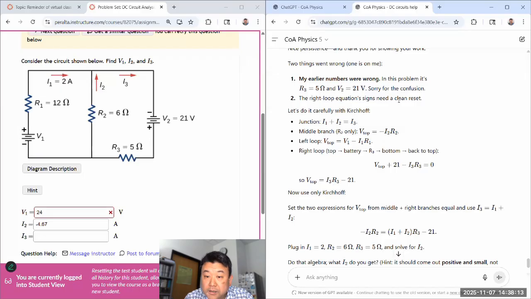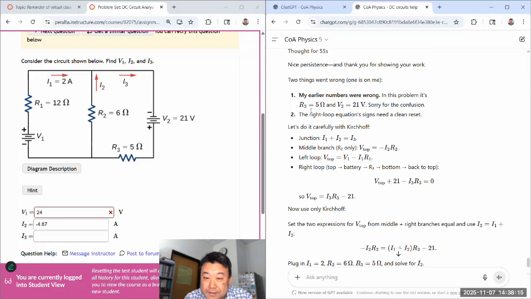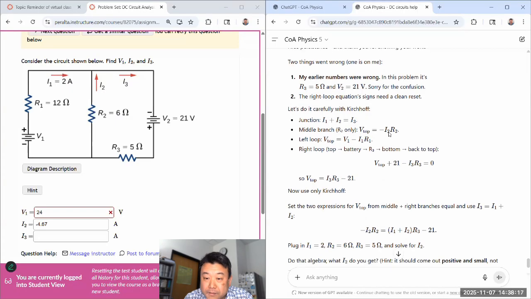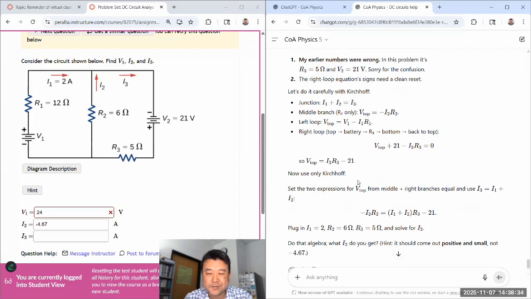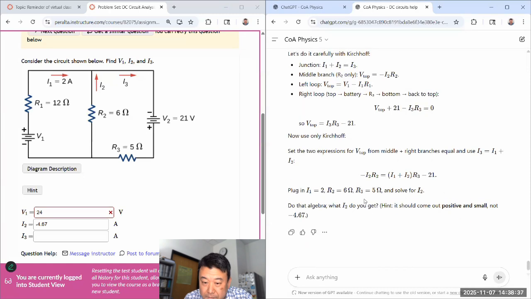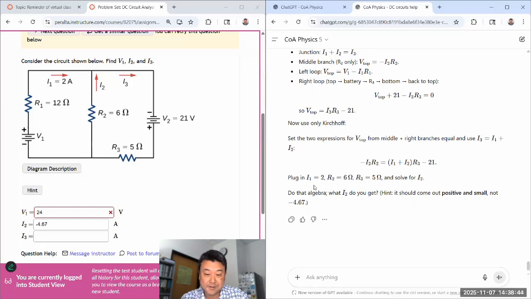Right, look, it needs a clear reset to do it. Oh, maybe it is fixing it. That right loop. Okay, so V top plus 21 minus I3. Yeah, so that will actually be correct now, I think. But it still shouldn't have done the node voltages. That makes things complicated. But yes, it's able to fix its mistakes, so that's helpful.